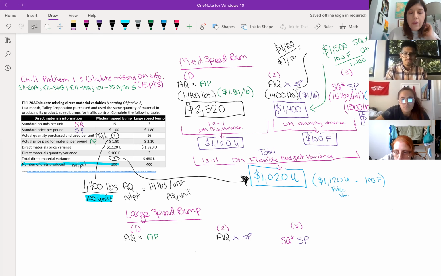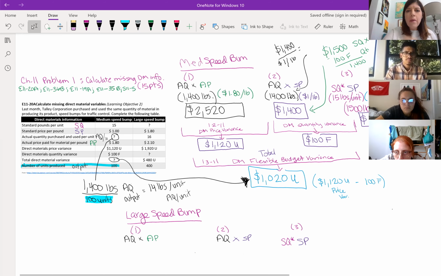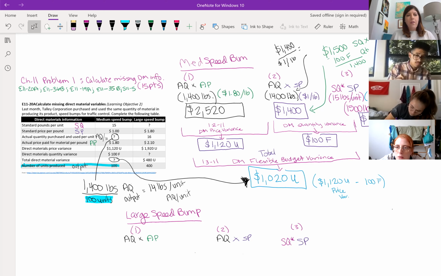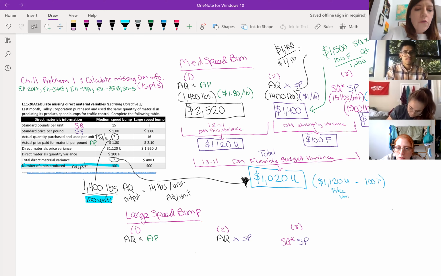You really want to get the variances down and really understand the components and then jump into this one. So, other questions on the medium speed bump, because we're going to move to the large speed bump. For the large speed bump, we're going to do the same thing.